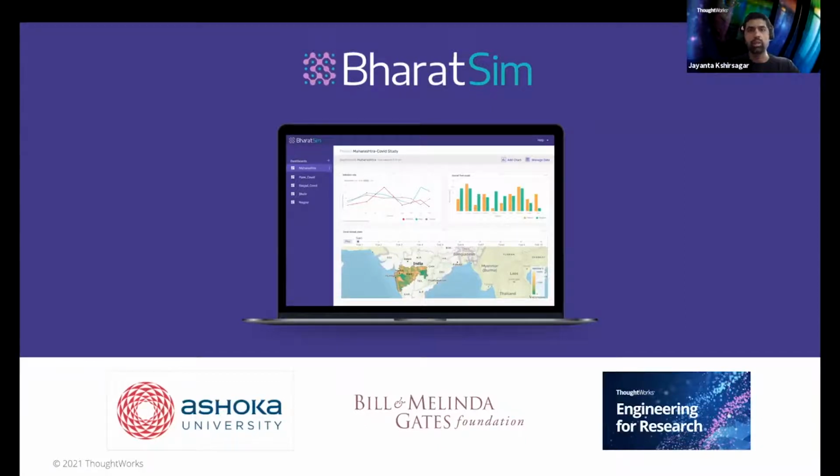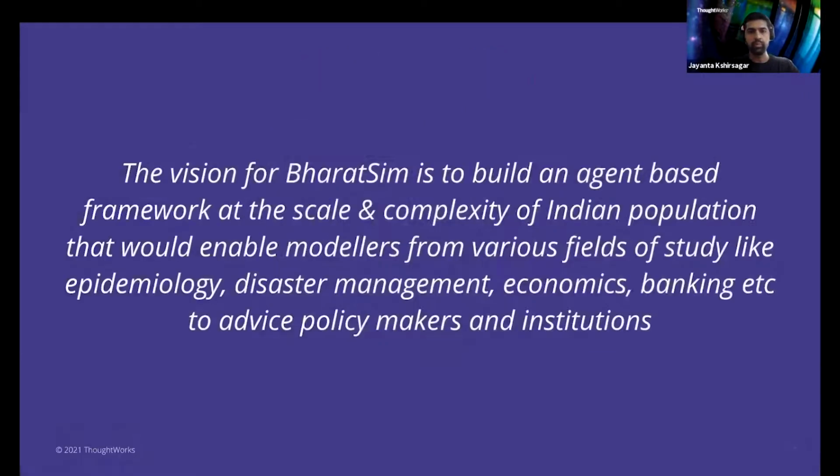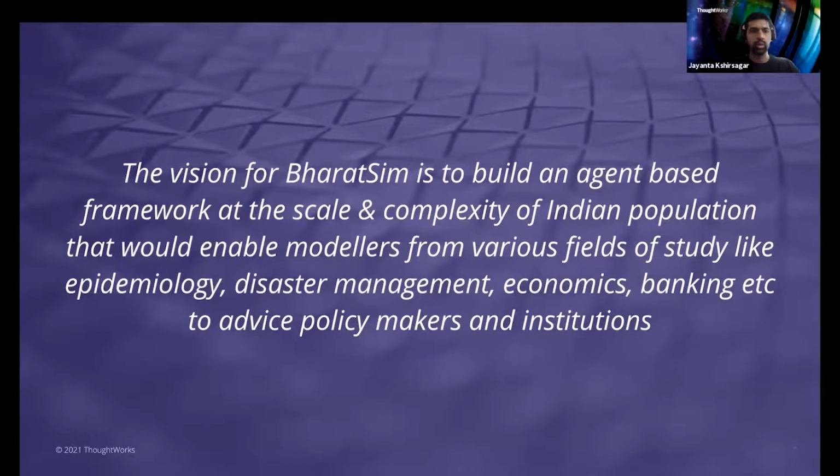This collaboration, we called it BharatSim, and it is funded by the Bill and Melinda Gates Foundation. So what is the vision for BharatSim? The vision for BharatSim is to build an agent-based framework at the scale and complexity of the Indian population. Even though we call it BharatSim, it is not strictly tightly coupled with India. But the biggest thing we felt is that there are far fewer simulation frameworks which can tackle the scale or complexity which is there in the Indian environment.